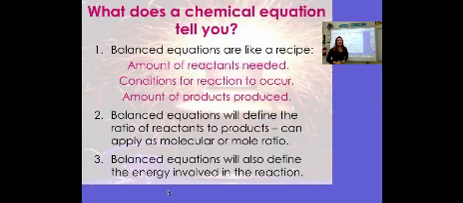This is Vodcast 7.2. Now that you know how to balance a chemical equation, we're going to look at what a chemical equation tells us. A balanced chemical equation is just like a recipe. A recipe tells you at least three things.